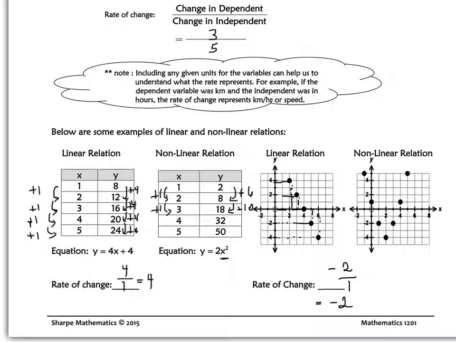And the last one obviously is not a linear relation, because when you connect those points, they're not in the pattern of a straight line. There's a curve involved. So that would obviously not be a linear relation.